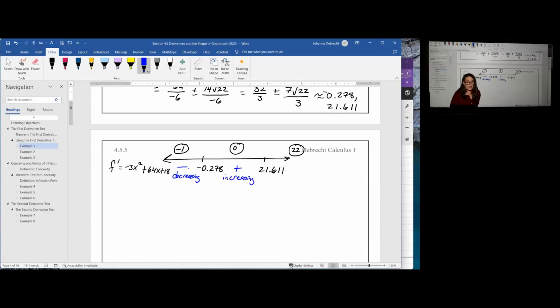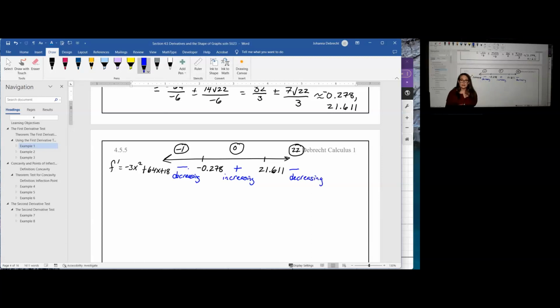Now let's evaluate at 22. When you evaluate it at 22, you'll find if you substitute them in that 22 squared multiplied by a negative becomes much, much larger than the remaining terms, and it pulls it to the negative side. It is clearly decreasing up here as well.